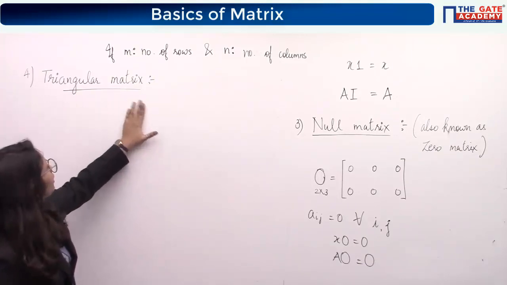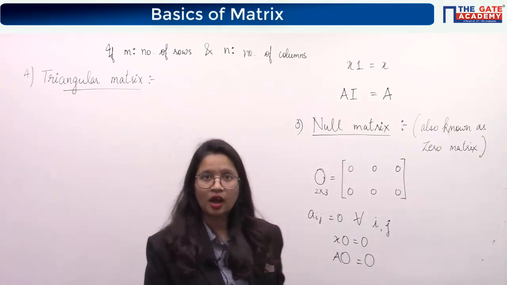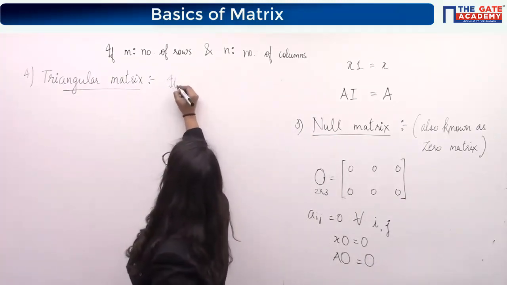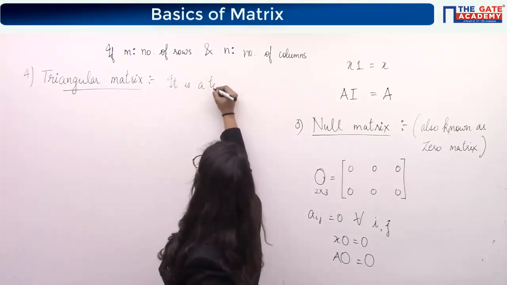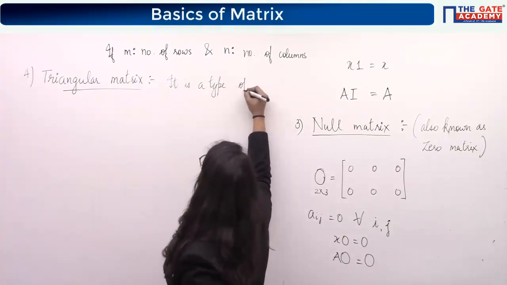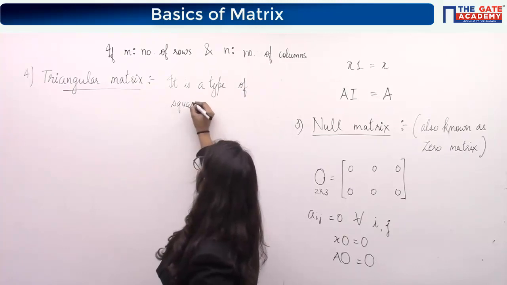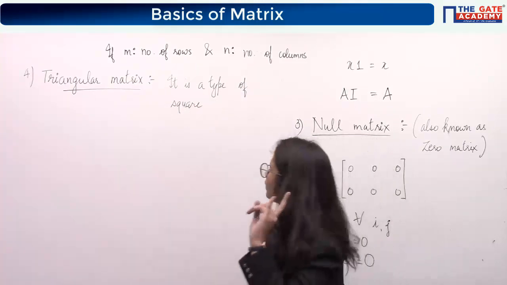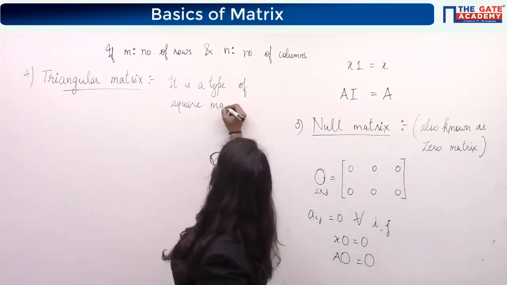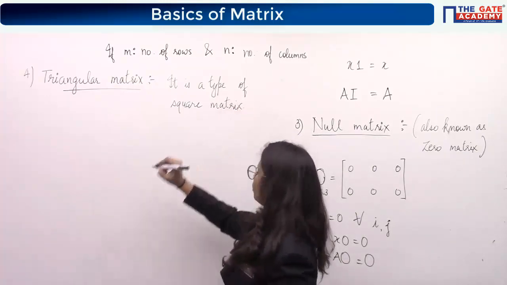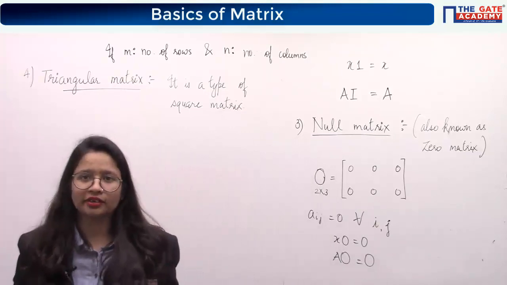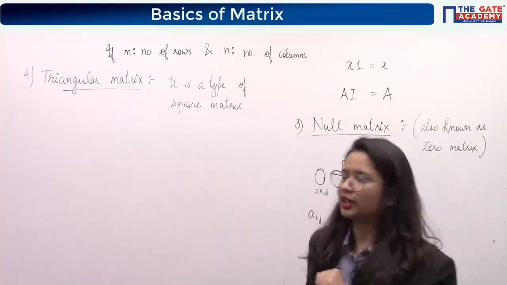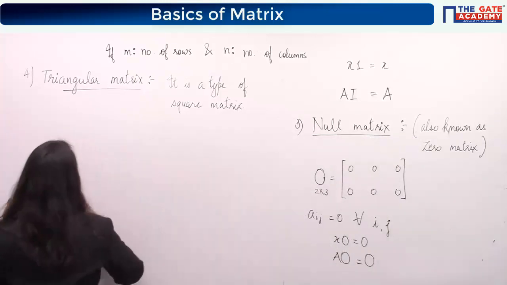Next type, triangular matrix. Again, triangular is a type of square matrix. So it is a type of square matrix first of all. Triangle cannot be a type of square, but triangular matrix is a type of square matrix. Do not get confused. How can the triangle be a type of square? In figures that is the case, but in matrix that is not the case. Triangular matrix is a type of square matrix.